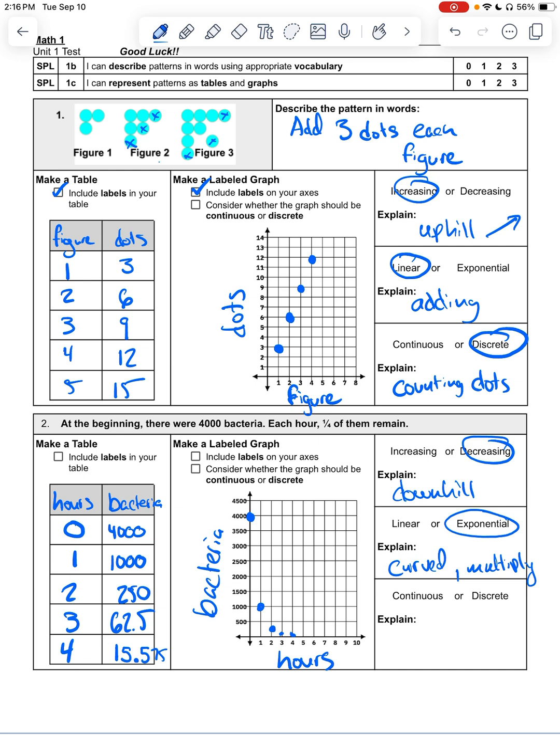And then we get to, is this continuous or is this discrete? Right. At no point can we have half of a bacteria. We are counting the bacteria. This is discrete. Okay, so not all the in-betweens make sense. We are counting bacteria. So again, that one's discrete.